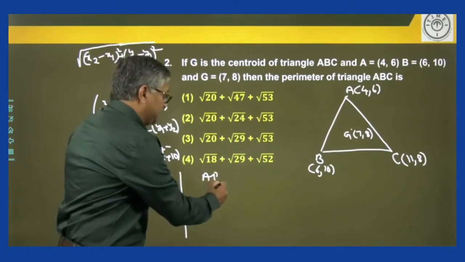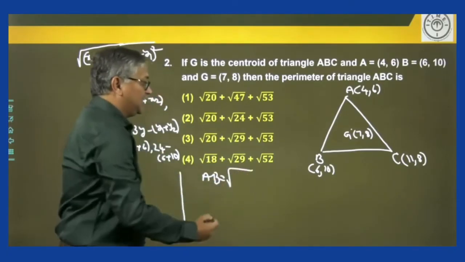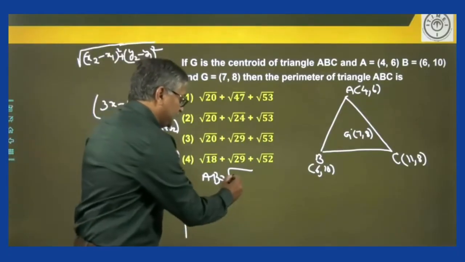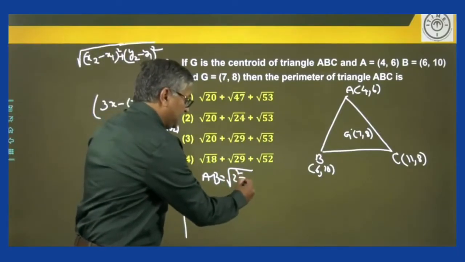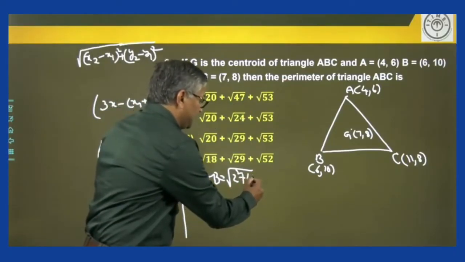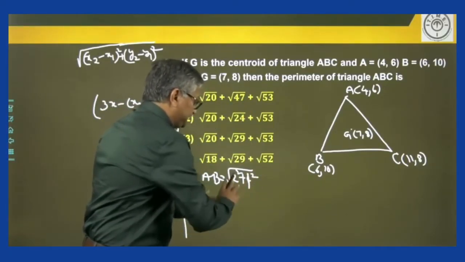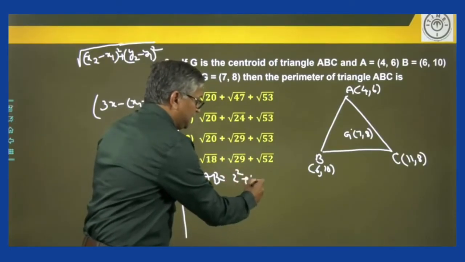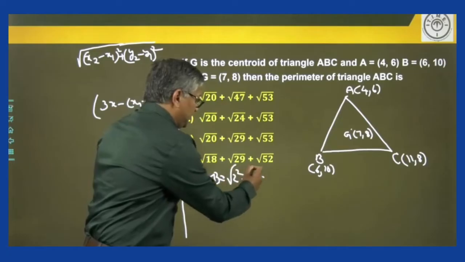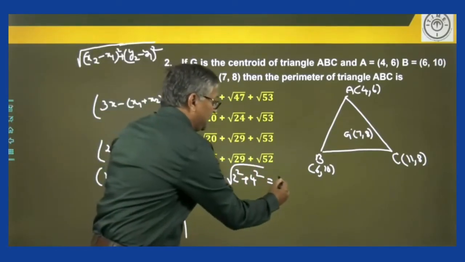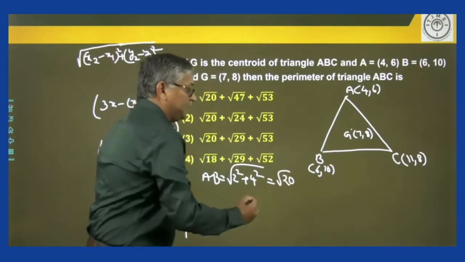What is the AB distance here? Simply root over 6 minus 4 whole square, that is 2 square, plus 10 minus 6 whole square, that is 4 square. It is 2 square plus 4 square. So, what is its value? 16 plus 4, nothing but root 20.